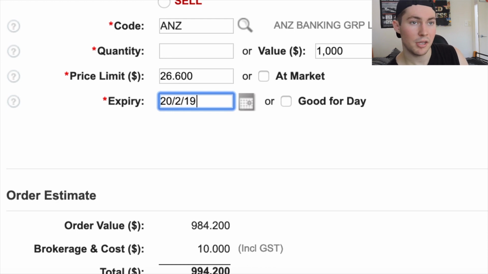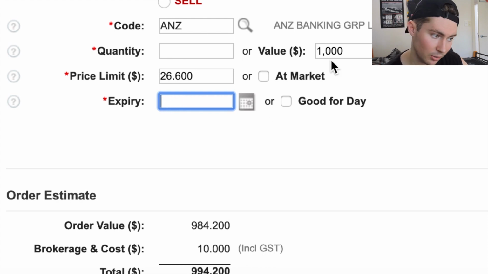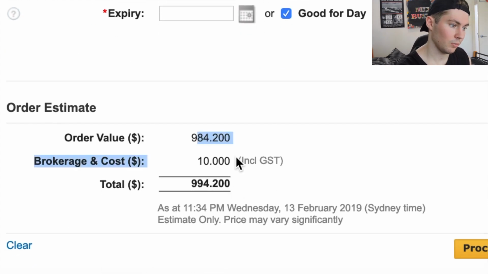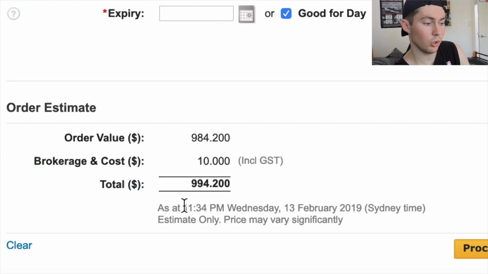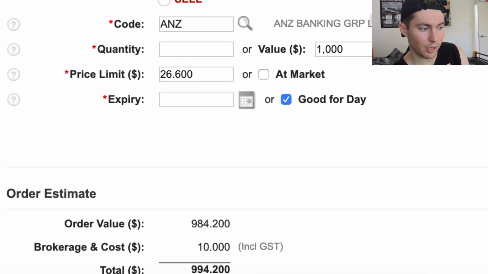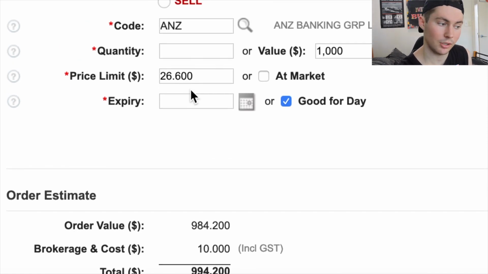You can either have that as an expiry, so that order will expire maybe a week from now if the share price doesn't reach that limit, or you can do good for day, meaning that your order will execute that day and that day only if it hits that price, and if it doesn't, that's it for your order. You don't buy the shares if it doesn't reach your price limit. You also get an order value, brokerage and cost, which is $10 if you open that account like I mentioned, and that's essentially how you buy and sell with the ASX.